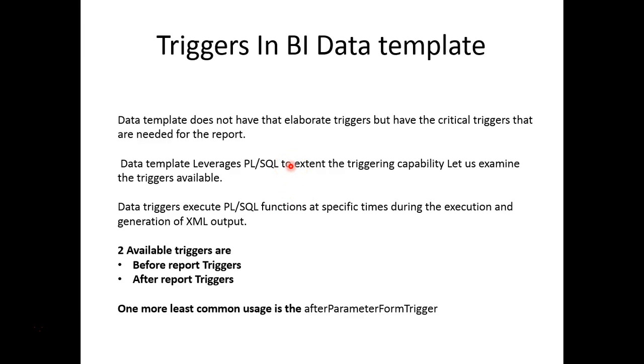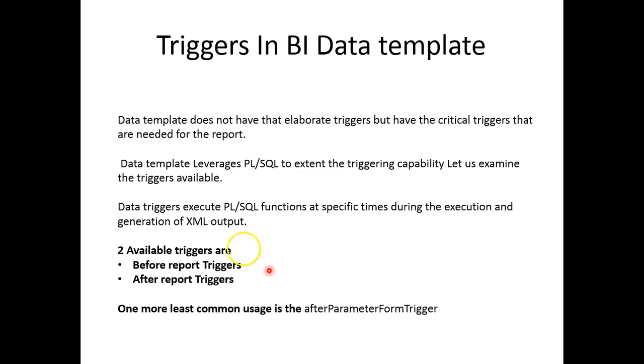The BI Publisher data template is a way to extract data from your database. It provides 3 basic triggers. One is the before report, second is the after report, and finally there is an after parameter form trigger. These 3 triggers can be used to help you with extracting the data and perform certain functions that are required before or after.